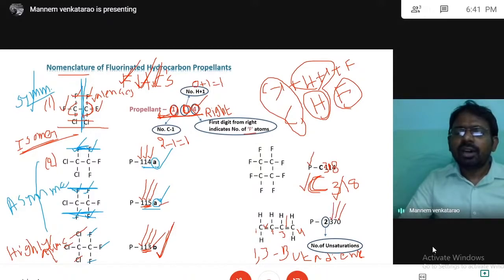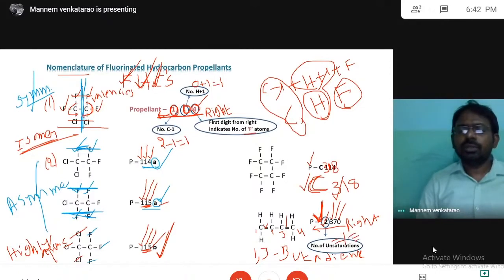But how can you denote the number of unsaturations? How many double bonds or how many triple bonds are present? That is denoted with a digit. Already I told you, to represent fluorine, hydrogen, carbon, you take 3 digits only. If you unfortunately observe a fourth digit, immediately you decide it is an unsaturated compound. Now tell me, in this compound, how many unsaturations are there? Just 2. That's why I'm indicating 2. This fourth digit from the right indicates the number of unsaturations, either double bonds or triple bonds.